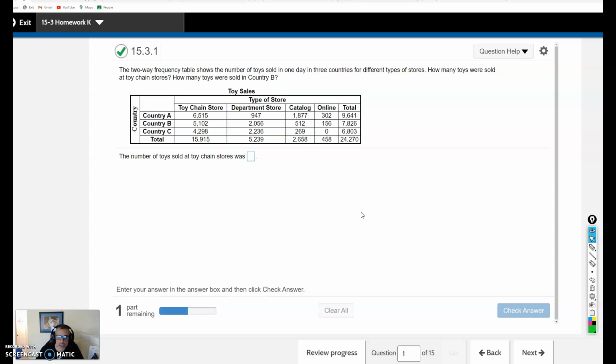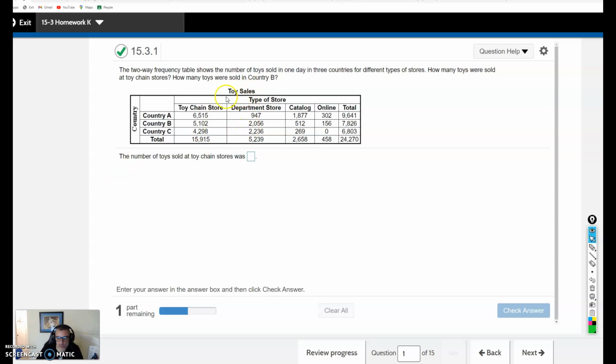All right, the two-way frequency table shows the number of toys sold in one day in 3 countries for different types of stores. How many toys were sold at toy chain stores? So a toy chain store would be like Toys R Us, right? That's a toy store. It's a chain. Chain means there's more than one of them, right?